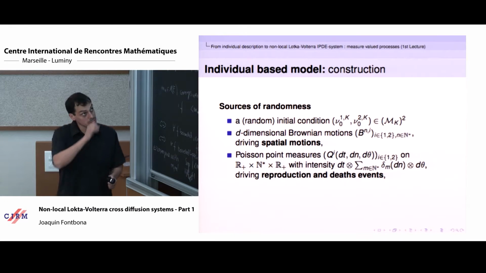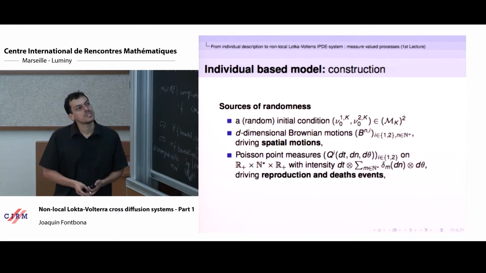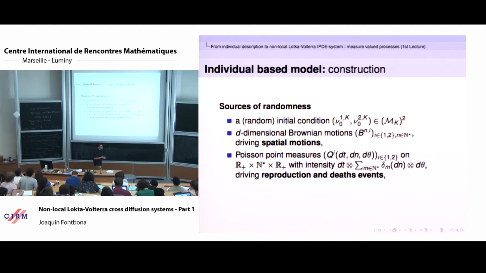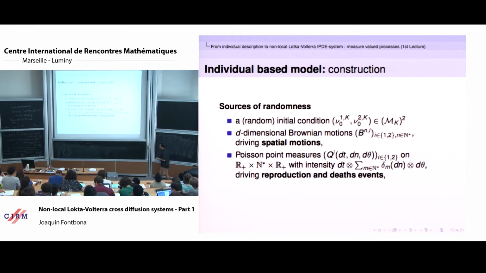And I will use what is called a Poisson point process or Poisson point measure, which will be governing the reproduction and death events. Okay, so this is probably a less familiar object than Brownian motions for many of you. Let me just recall what is the idea behind this Poisson point measure.